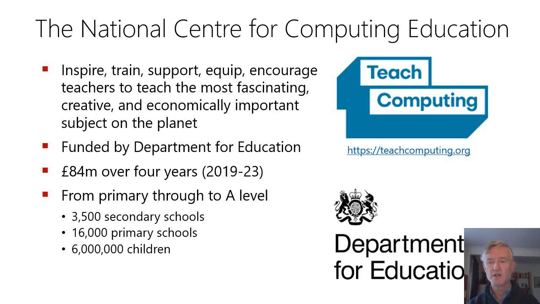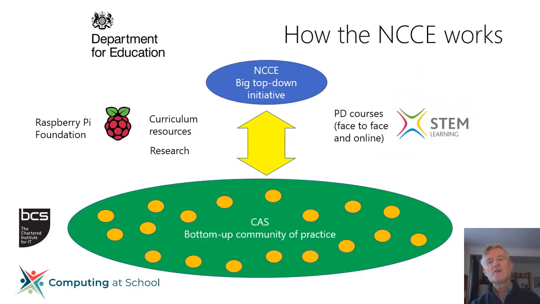So how does the National Centre work? It's a big top-down initiative, right? Driven by this £20 million a year fund from the Department for Education. It's run by a consortium of 3 existing organisations. The NCCE is not a new legal entity. It's a consortium of BCS, the Chartered Institute for IT that's running this very conference, the Raspberry Pi Foundation, who many of you will have heard about, and STEM Learning, who already deliver training at scale to science and math teachers. So these 3 organisations got together, made a bid to deliver this programme, and the department awarded it to them.